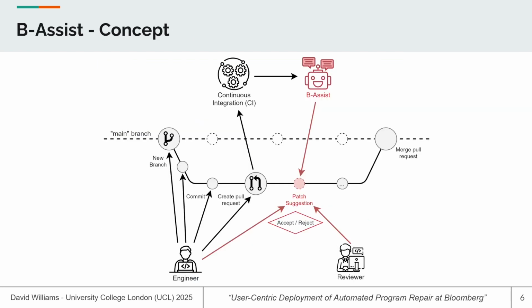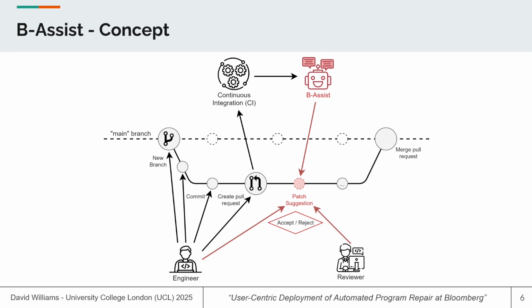Keeping suggested changes in mind as the medium through which we could present APR-generated fixes, we devised a concept for our tool, which we called bAssist. By using this patch presentation format, we can directly integrate the APR tool output into the current pull request, meaning developers can interact with this feedback in the place where code review discussions usually occur.